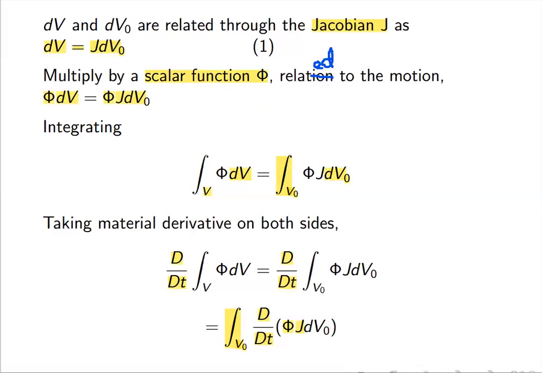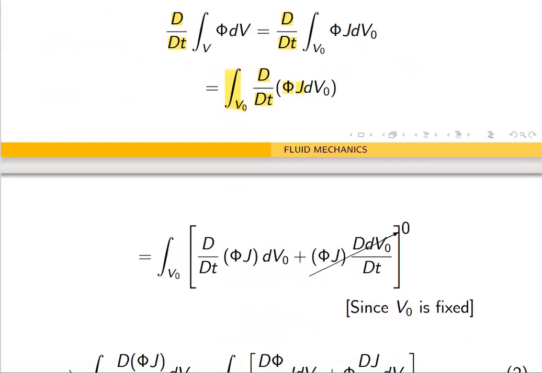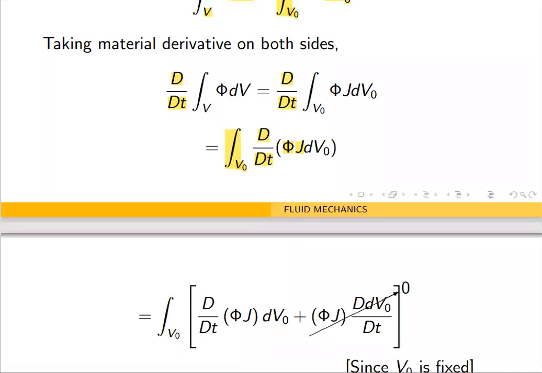Let us differentiate using the product rule. This is our next step. We can see here that it is equal to integral over V naught as it is. What is changing here is the differentiation of the first function, with the second, dV naught, as it is, plus the first function as it is, phi J, and the differential of dV naught, the second function.